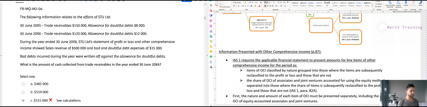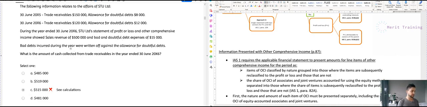So during the year, the statement of profit and loss and other comprehensive income showed sales revenue of 500k and bad and doubtful debts expenses of 15k. Bad debts incurred during the year were written off against the allowance of doubtful debts. What is the amount of cash collected from trade receivables in the year ended 30 June 2016?